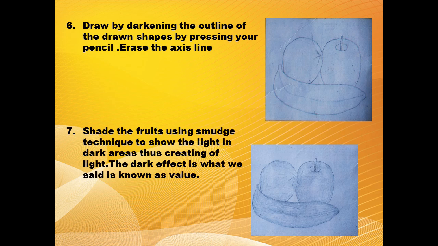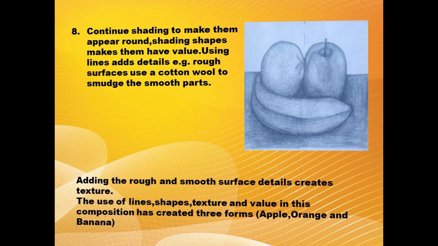Now we can go to step number 7. You shade the fruits using smudge technique to show the light and the dark areas. So my runner now, the fruit that we have drawn there, that is the banana, you smudge or you shade it using the smudge technique, and you show some areas to be light and other areas to be dark. And this creating of light and dark effect is what we said is known as value. You can now view the slide down here.